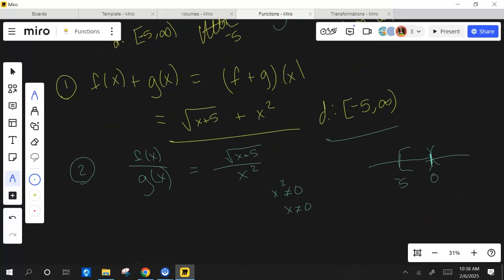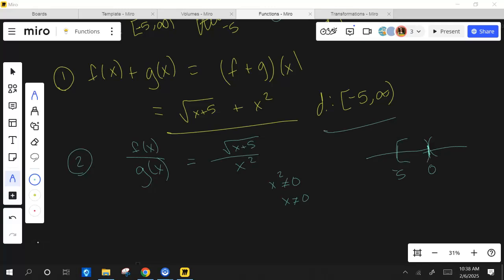So now what is my combined domain of this function? Negative 5 to 0 and 0 to infinity, because you gotta leave out the zero because the bottom can't be zero. That's right. Luke's got this. Anytime I have a fraction, I set the bottom to 0 and I say that's what it can't be.